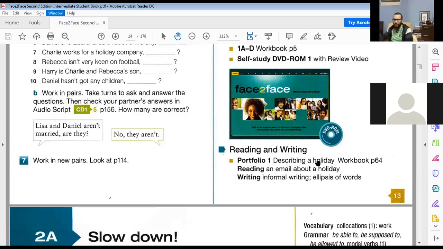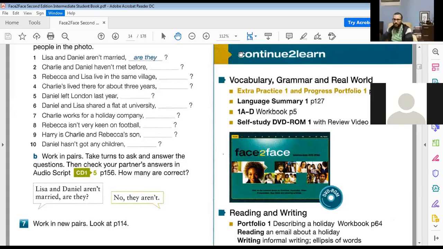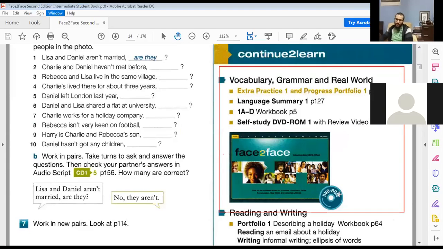Yeah, because it says describing a holiday in the workbook, reading an email. You can find this in your workbook. And some of the other extra activities are on the CD. If you find it, you can download it. It's a DVD. There are extra exercises, but I think if you use the workbook on its own, it's more than enough. So this is just extra information.